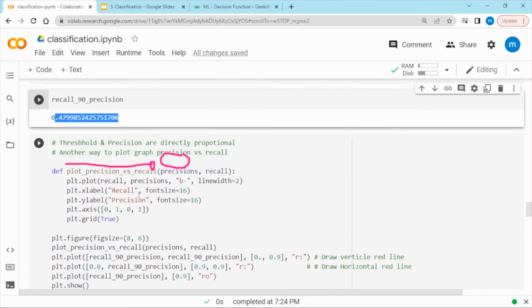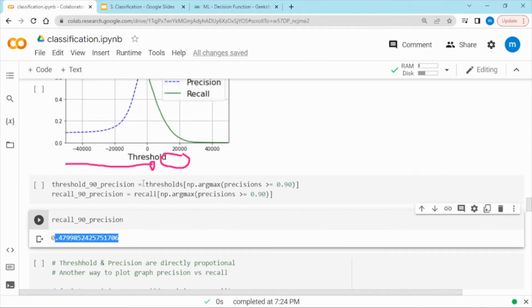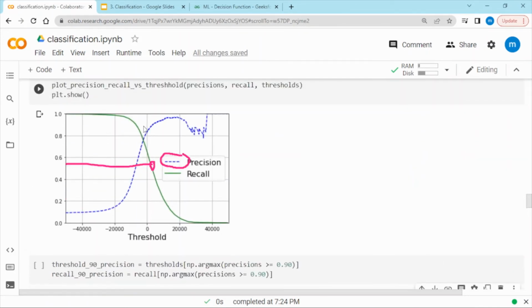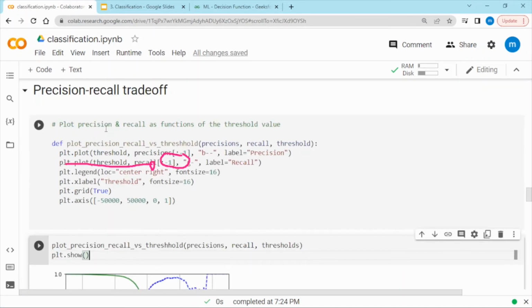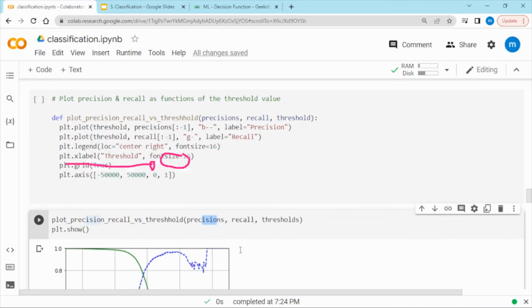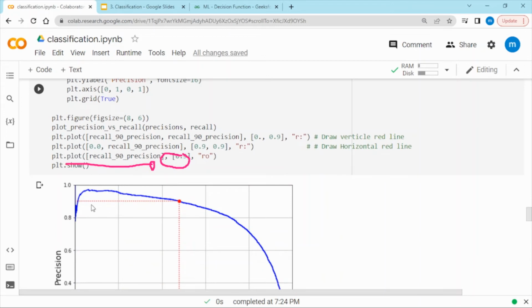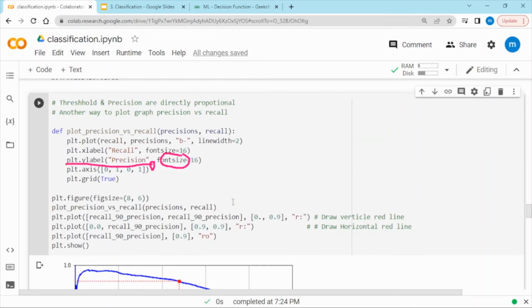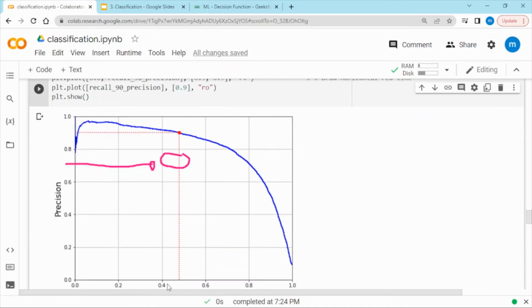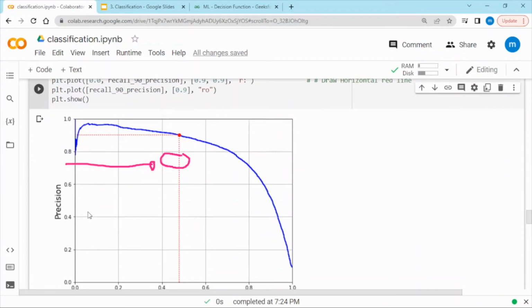Okay, so there is another plot which we can use. This is using the threshold, and this is called precision recall versus threshold. So we are passing precision, recall and threshold. There is another graph we can use with only precision and recall. So this is the precision, this is the recall. Instead of threshold we are only using precision and recall. Here we have used threshold, but you can take help of this graph.